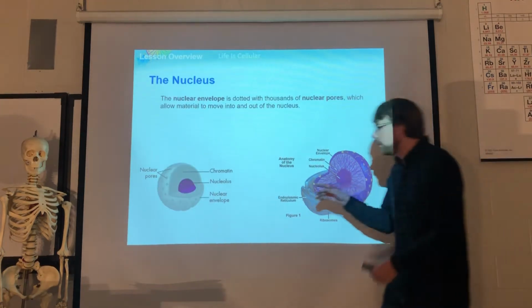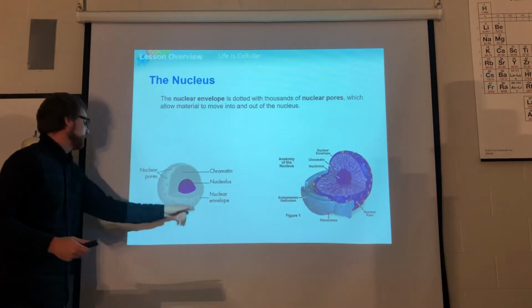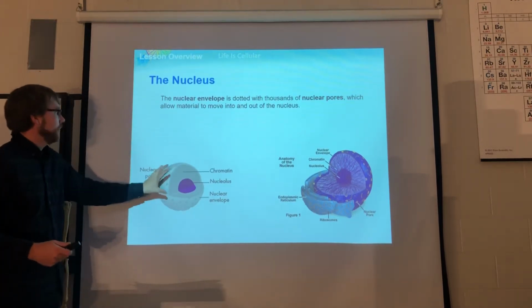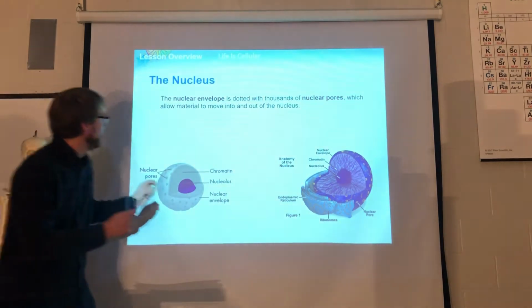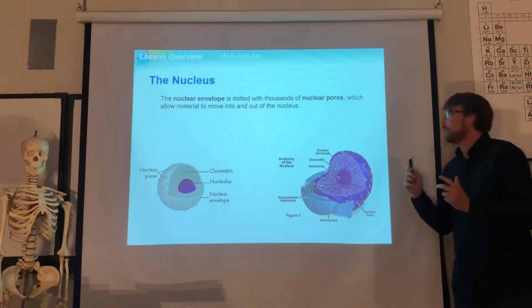So that nuclear membrane is covered with nuclear pores. It doesn't have just a few dozen like this picture is showing. It would have thousands. Those nuclear pores allow material to get into and out of the nucleus.